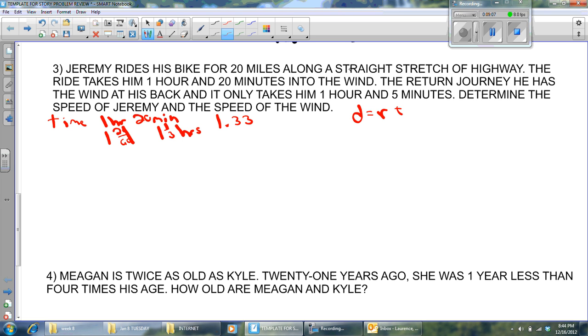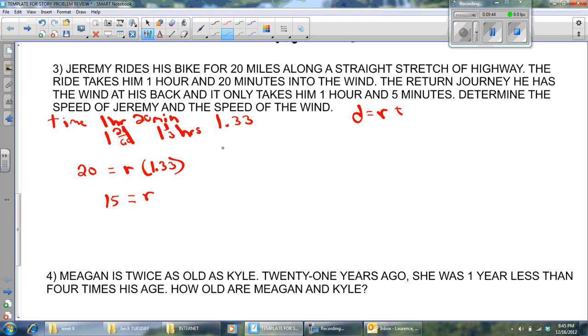Okay, so for the one ride where it takes 1 hour 20 minutes, he's going 20 miles, and we're trying to find his rate, and we know I got 1.33. I'm going to solve for R, and I'm going to get 20 divided by 4/3. I think it's going to be 15, right? Yeah, 15. And see, that's the problem with using a decimal like 1.33.